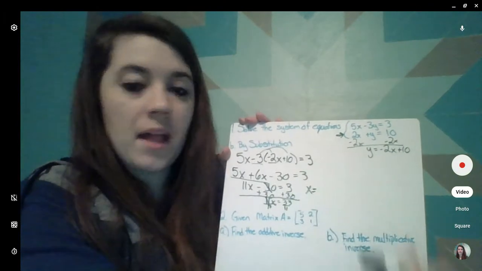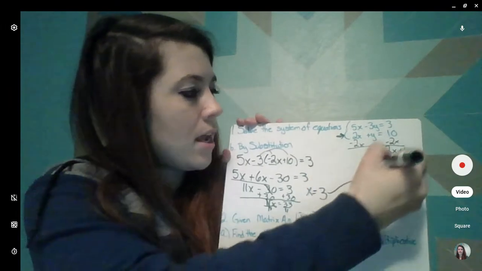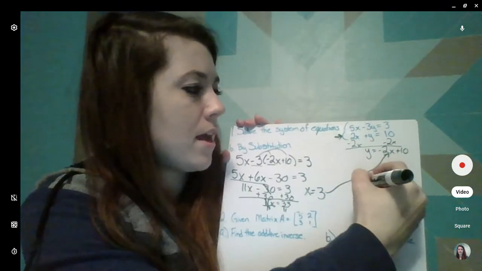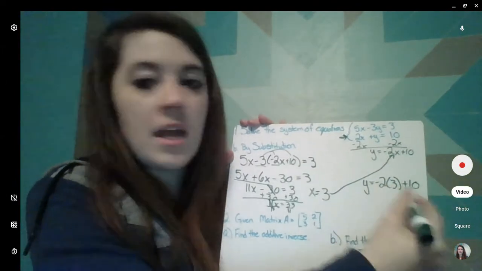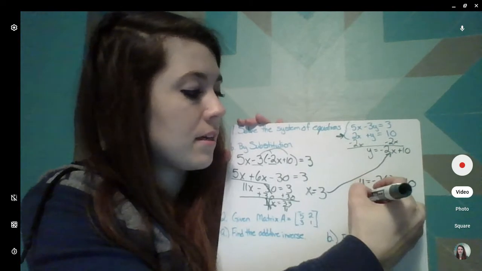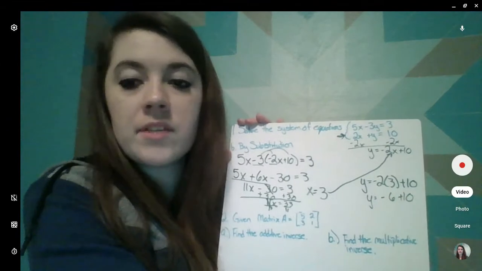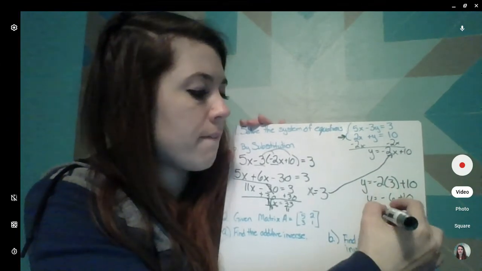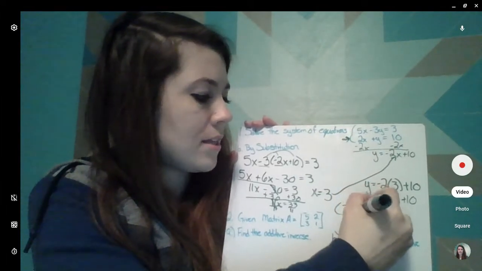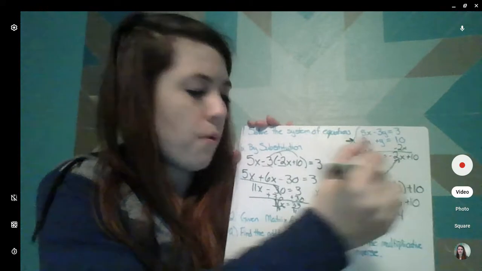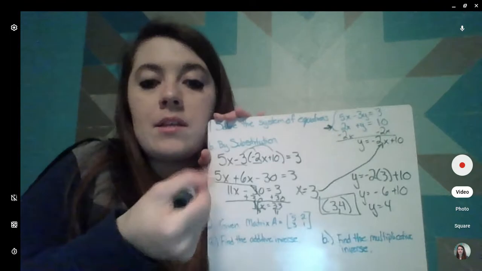So 33 divided by 11, that means x equals 3. Now we're going to take this 3 and plug it in over here. So we're going to have y equals negative 2 times 3 plus 10. Negative 2 times 3 is a negative 6. So y equals negative 6 plus 10. Negative 6 plus 10 gives us 4. And remember, when we do system of equations, it's an ordered pair for our answer. So your ordered pair is going to be 3, 4 on this. So this is by substitution.